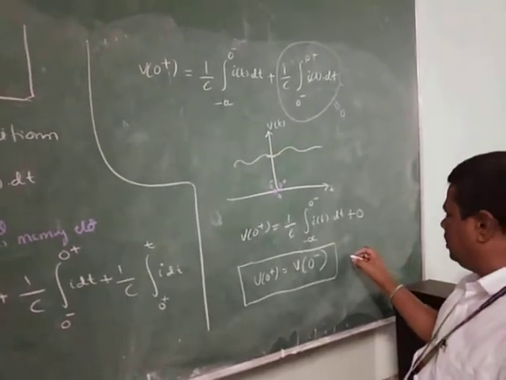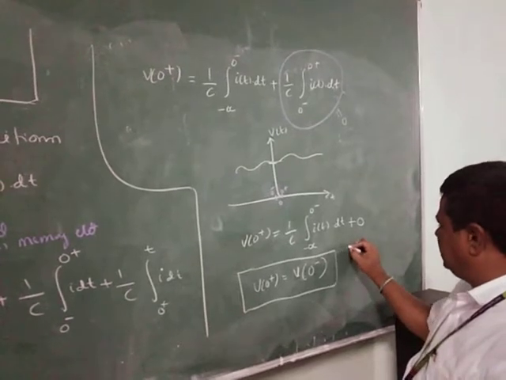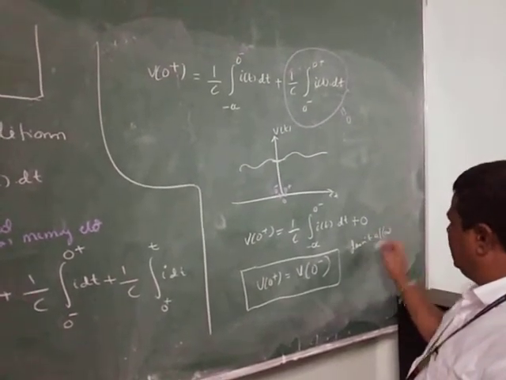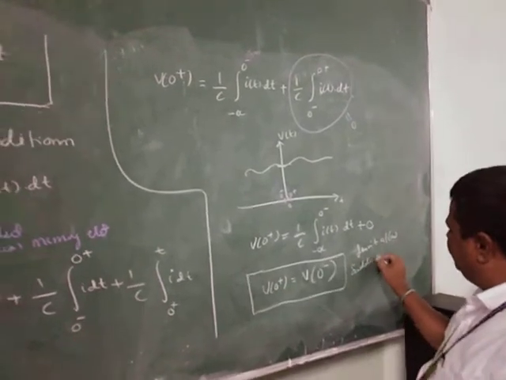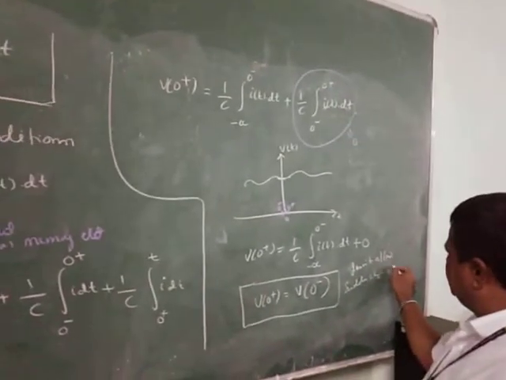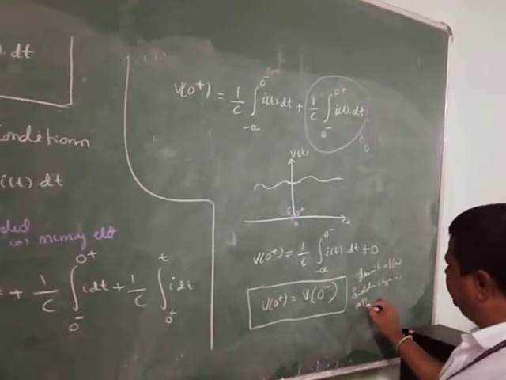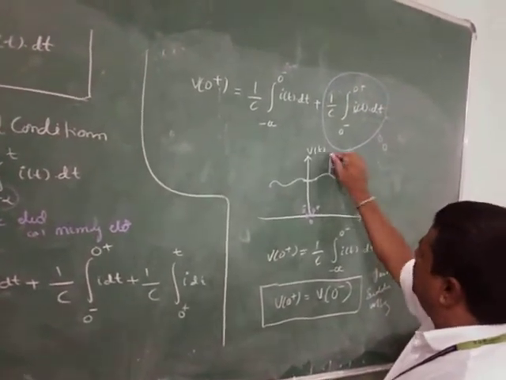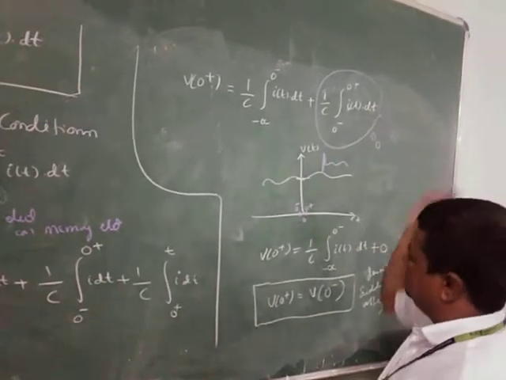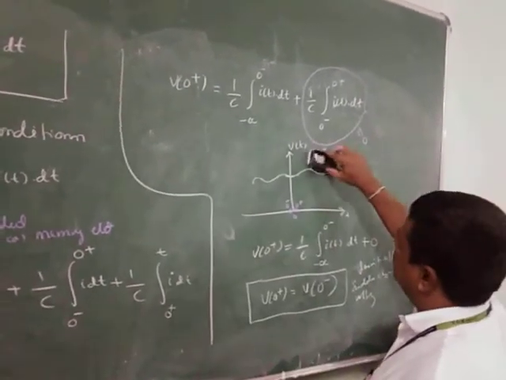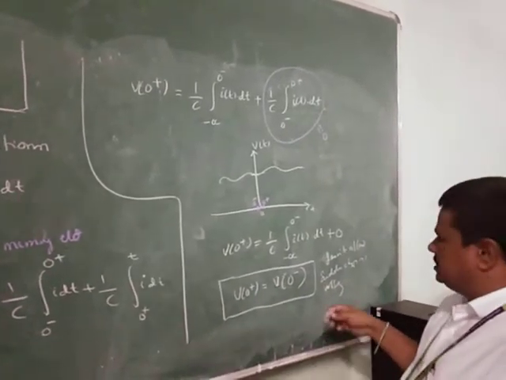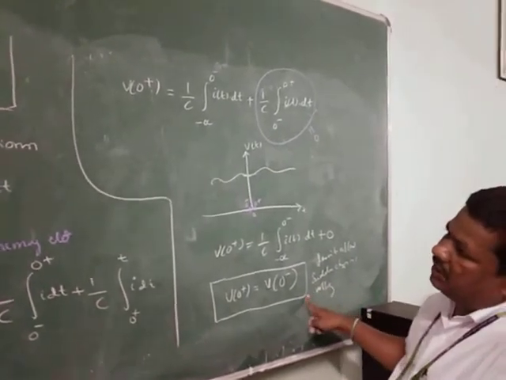Capacitor does not allow sudden changes in voltage. That means there is no sharp rise like this. There is no sharp rise. It does not allow the sudden change or decrement through the capacitor. Correct? This is about the initial condition.